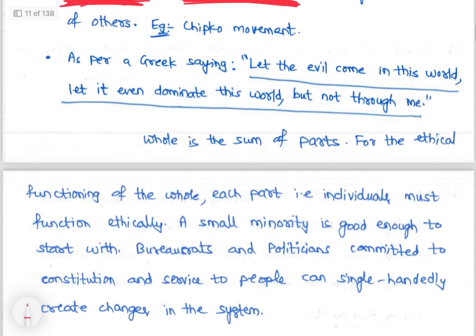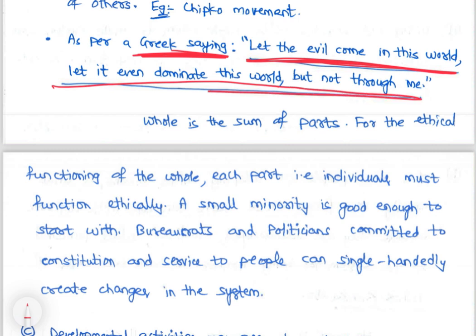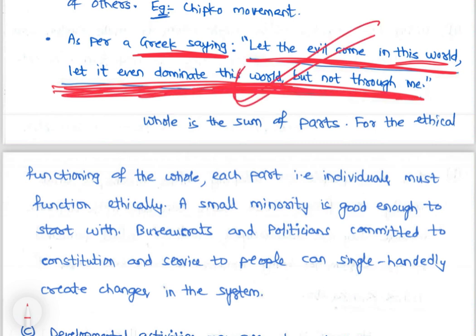Then as per a Greek saying, let the evil come into this world, let it even dominate this world, but not through me. Let the evil come, let it even dominate the whole world, but I won't do evil, right?